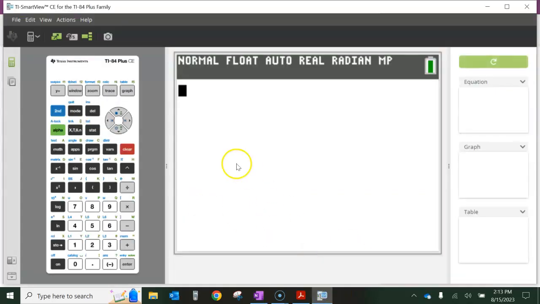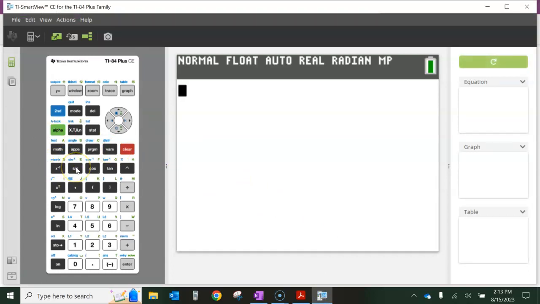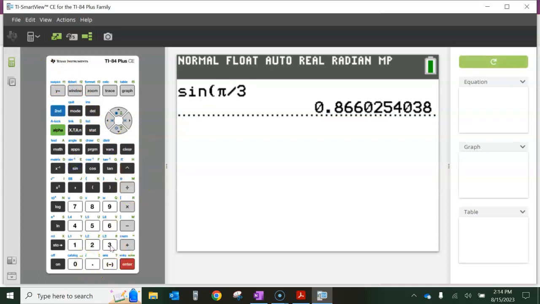Well, I could put that in my calculator, sine pi over 3. But that gives me back 0.8660254038, and it keeps going. That's not what I need. I need the exact value.